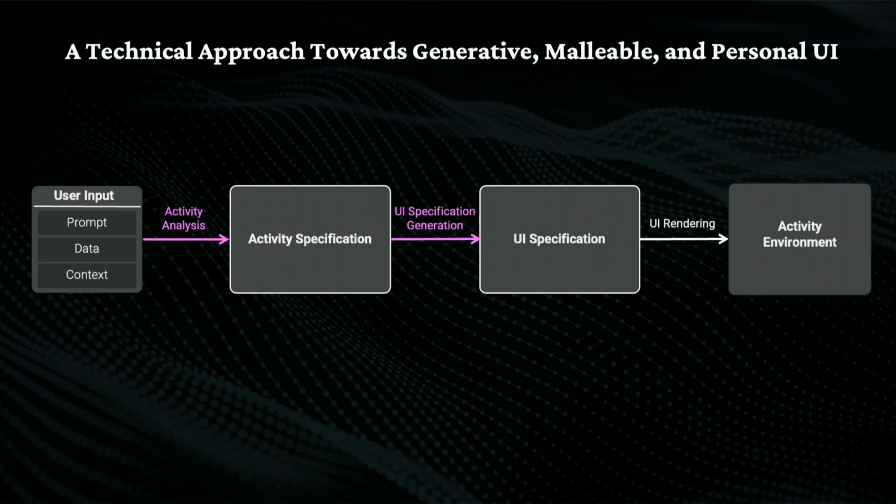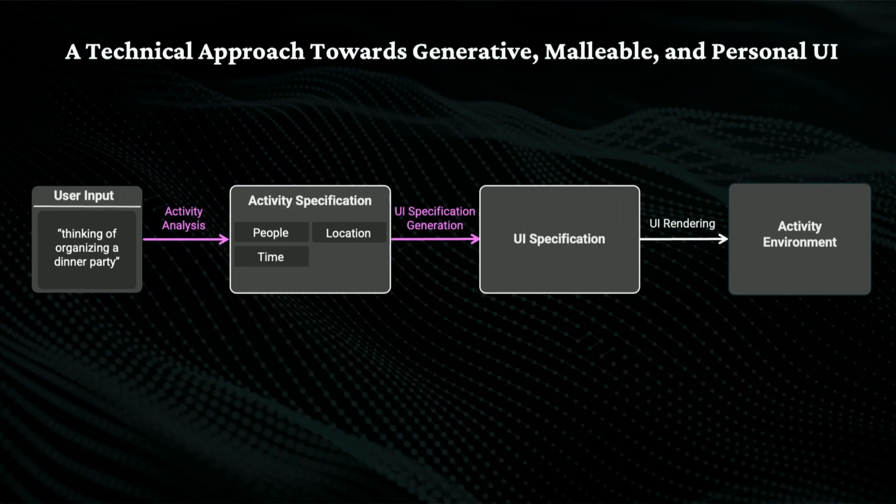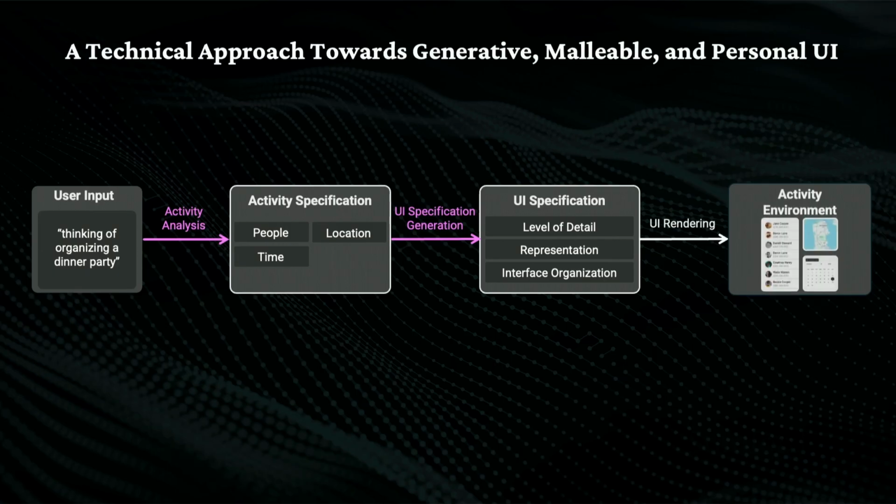And then the UI will be rendered as this environment. Let me give you an example. Imagine I'm thinking of organizing a dinner party. You may care about people, location, time. And then the UI specification will guide the system on what level of detail, what representation, and what interface organization you may want to use. And then it will put the right elements together.